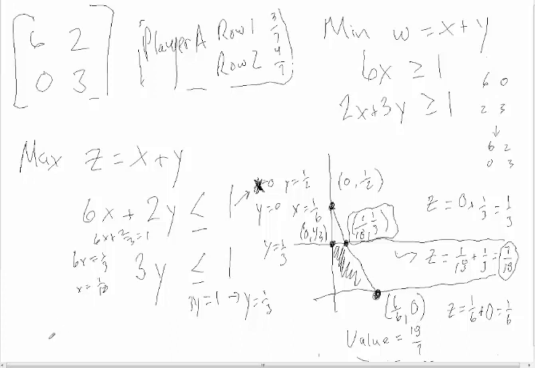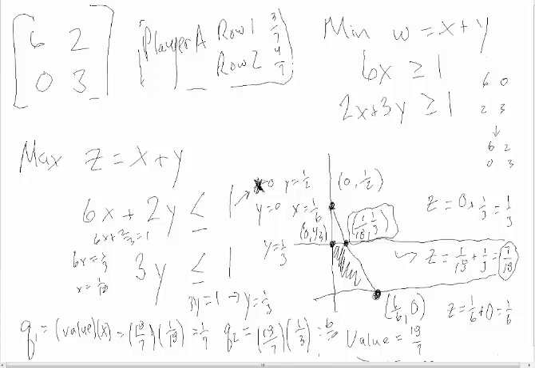And now to find the strategies for player B, Q1 is going to equal the value times the x value in our intersection. So 18/7 times 1/18, which gives us 1/7. And Q2 will equal the value times the y-coordinate, which is 6/7. So for player B, our optimum strategies are to play column 1 1/7 of the time, and to play column 2 6/7 of the time.